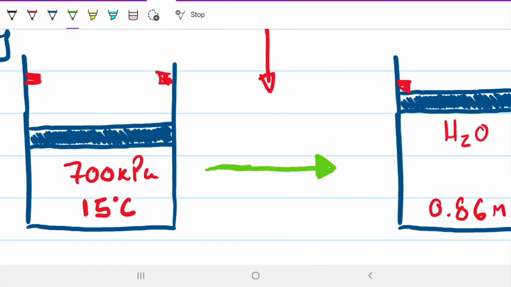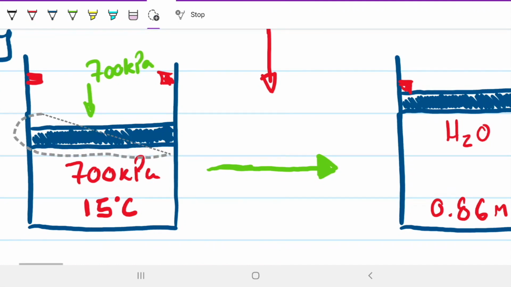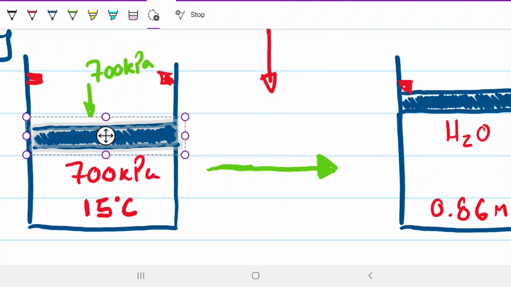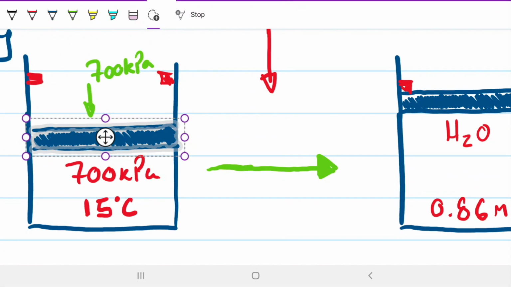How do we know that? Well, the 15 Celsius was stated, but the other thing that was stated is that we have a pressure of 700 kilopascals pushing down on this, right? And we know that this piston, because it can move without friction, is going to be pushed down until the pressure inside is the same as the one pushing down on it, right? So it's going to find equilibrium when both pressures are the same. When we have 700 pushing upwards and 700 pushing downwards, it's going to stay still. So we can be sure that this is 700 up, 700 inside as well.